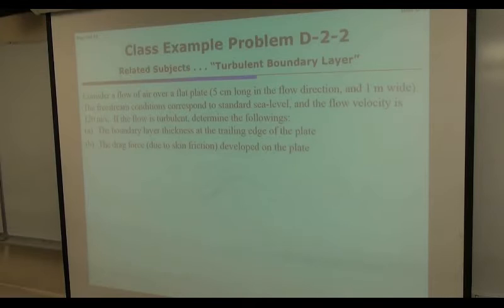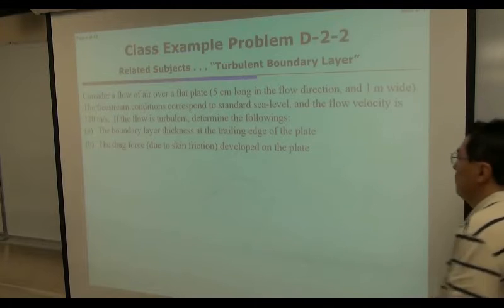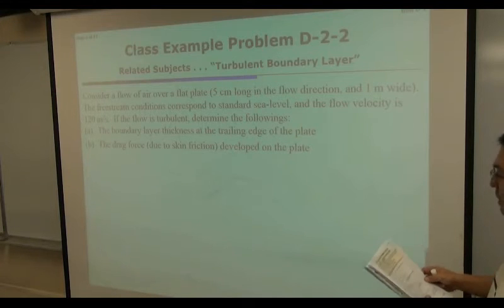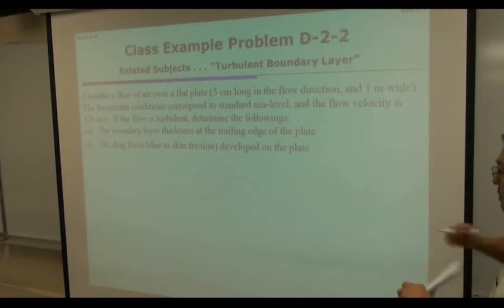Let's repeat the similar example. This is the case of a turbulent boundary layer. Let's consider a flow of air over the same flat plate. The free stream condition corresponds to standard sea level and the flow velocity is 120 at the same time. If the flow is turbulent, what is the boundary layer thickness, and what is the drag force? Let's just repeat the same computation in case of turbulent flow.